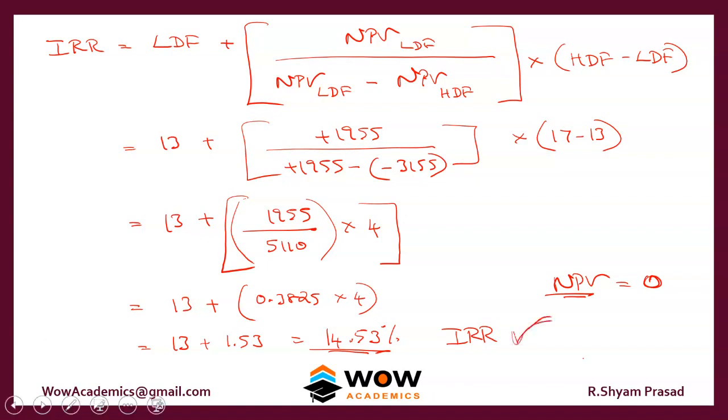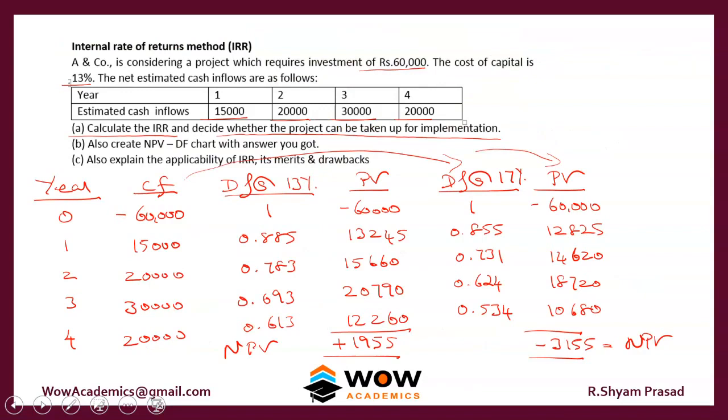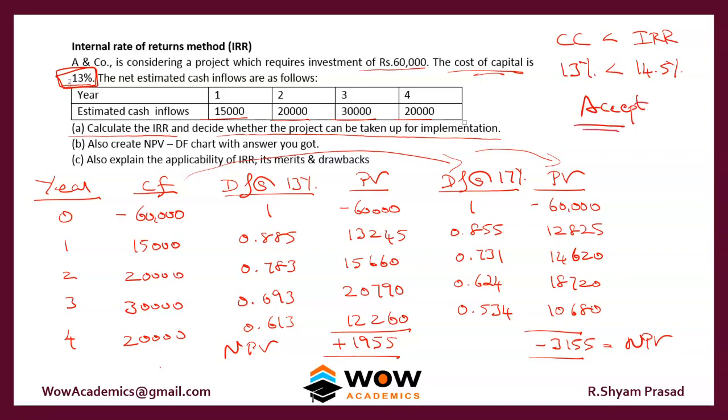So now, should we accept or reject this project? See, the cost of capital is 13%. That means your capital costs 13%, and the return that you're going to get, the IRR, is 14.5%. Your IRR is higher than the cost of capital. That means you have to accept the project. Okay, so the concept is accept the project. So that's about the IRR.